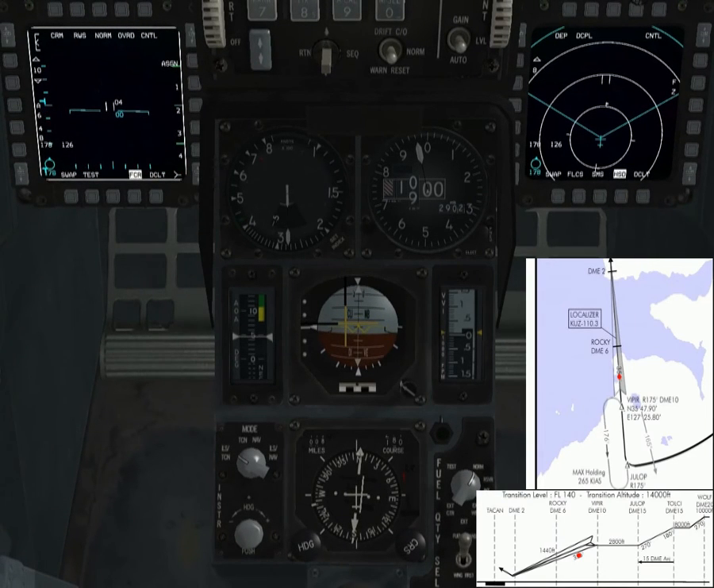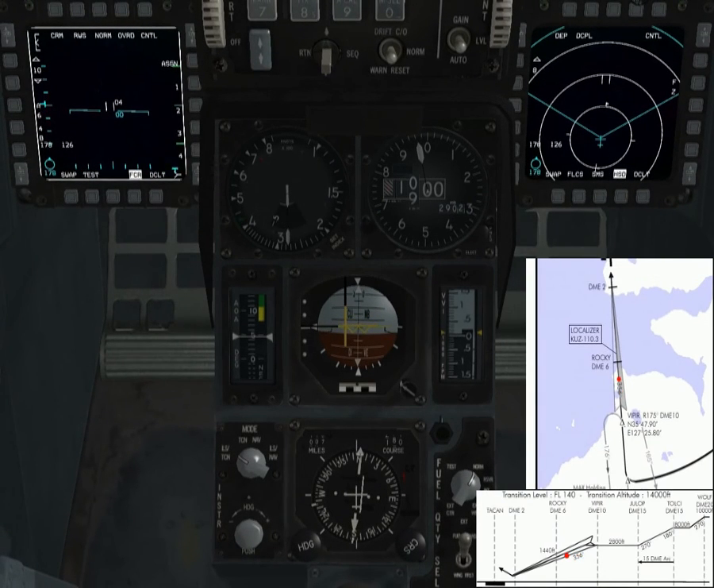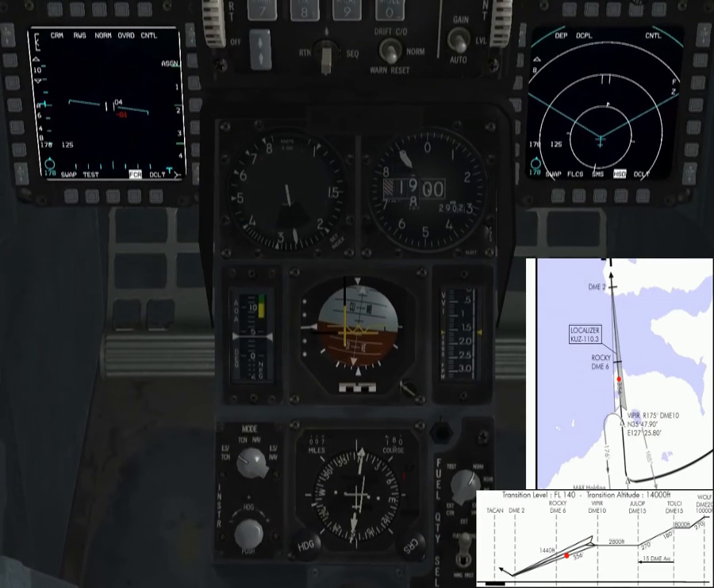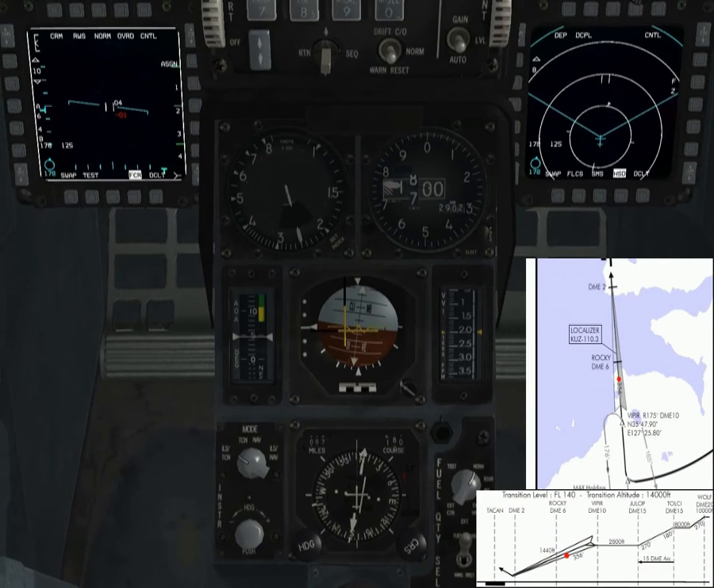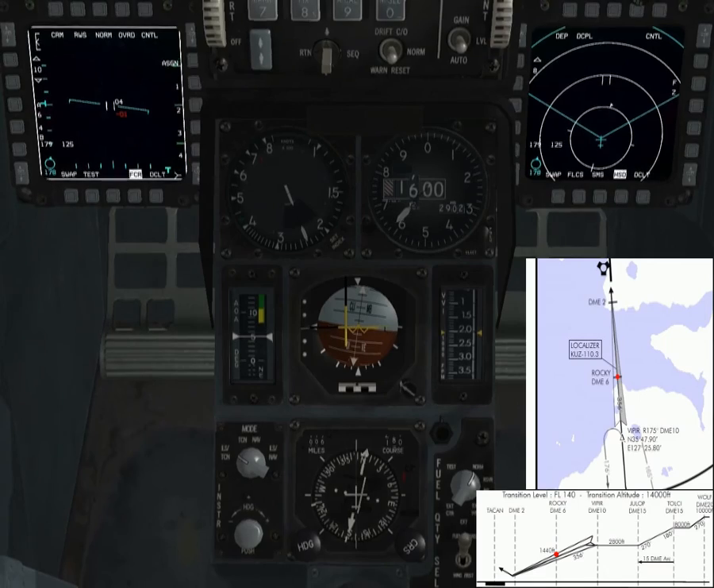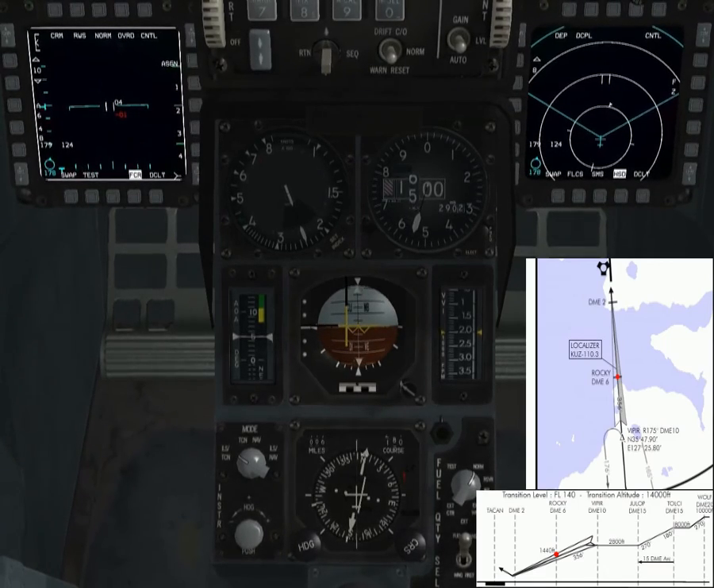Our air brakes are out. At 7 DME, I lower my gear and I start descending following the ILS cues. Still a bit right of the center line. 6 DME at Rocky, on the glide slope, correcting a bit to the left to get on the center line also.